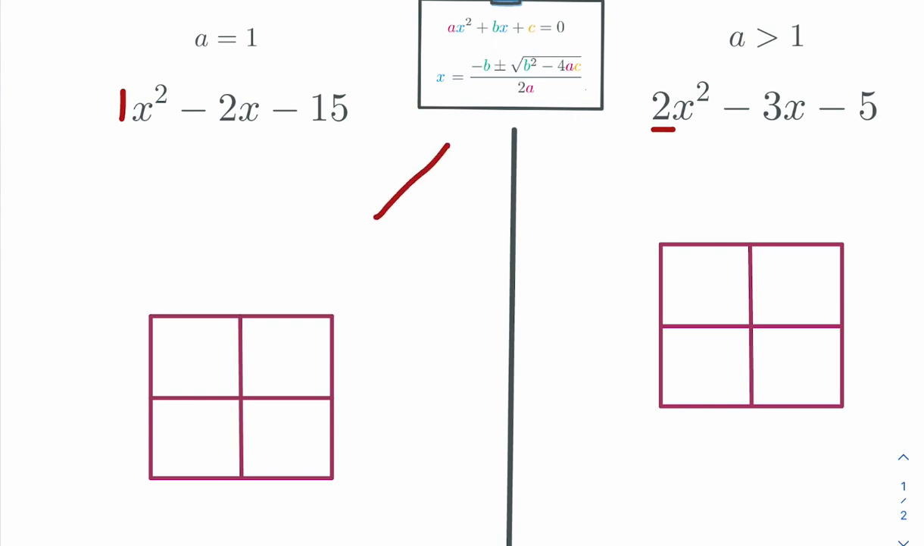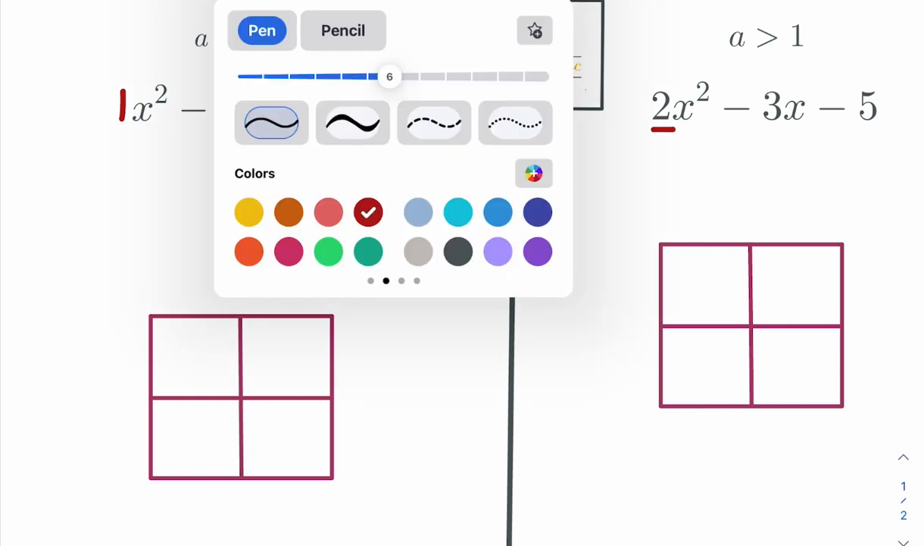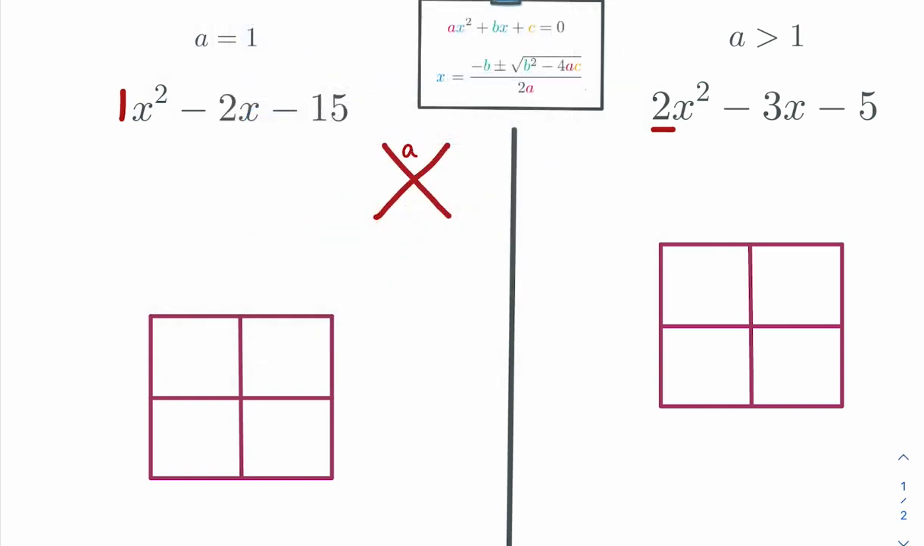So we're going to think to ourselves, we want to find two numbers that multiply to give us a times c, that add together to give us b. So if this is our A, this is our B, this is our C, we're looking for two numbers that multiply to give us negative 15, that add together to give us negative 2, and those two numbers would be negative 5 and positive 3.